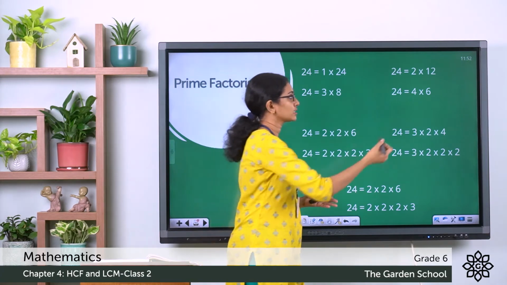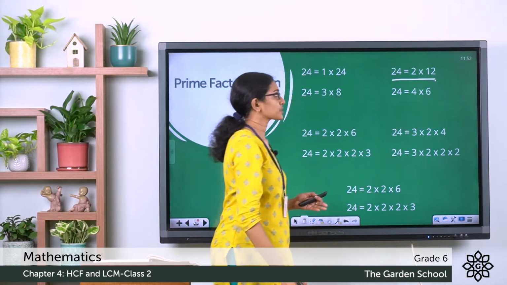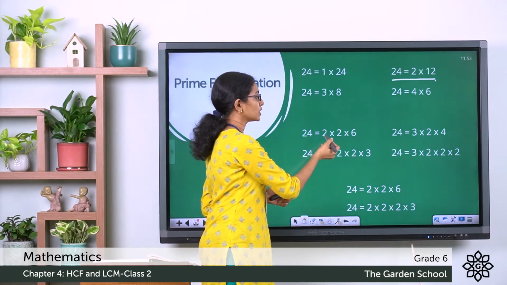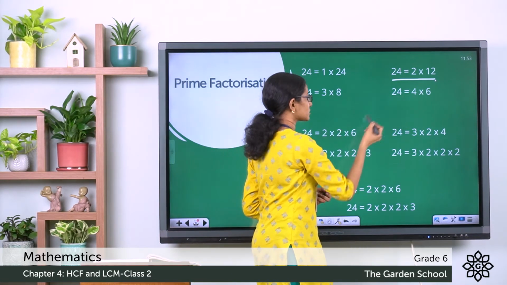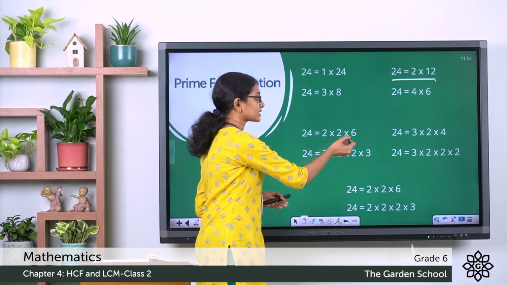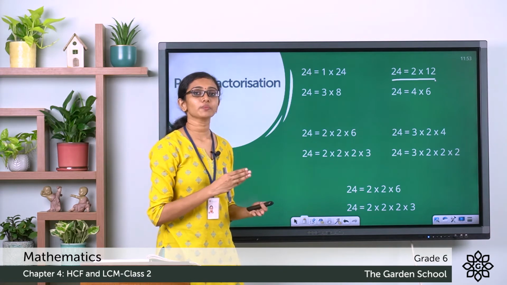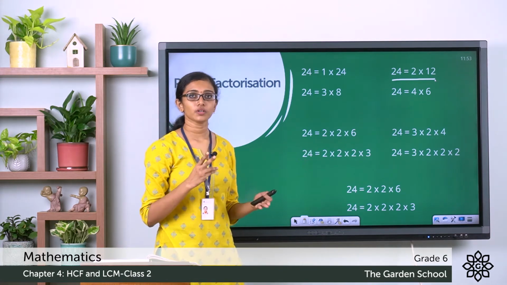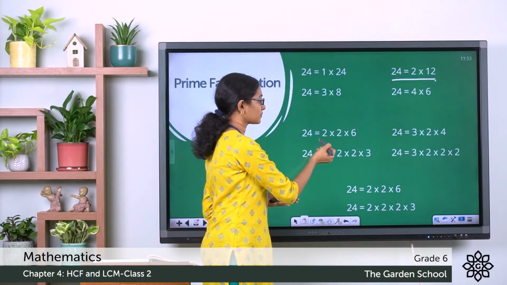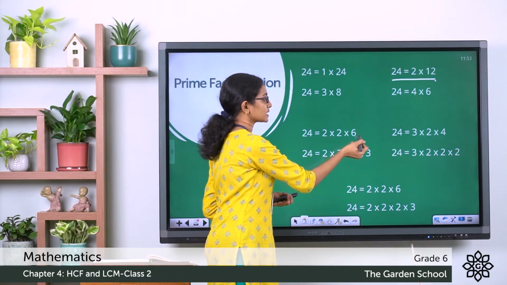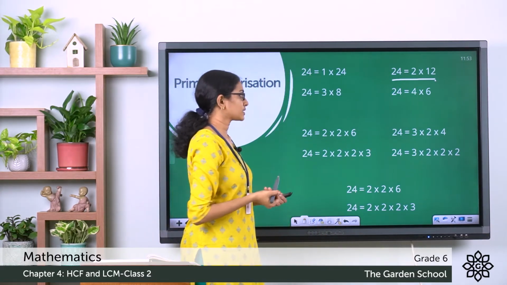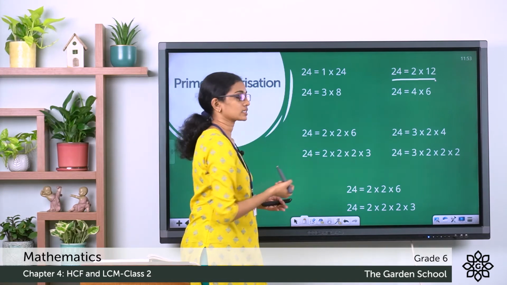If we take the multiplication fact, 24 is equal to 2 into 12. It can be written as 24 is equal to 2 into 12, which is 2 into 2 into 6. Now, here 6 is a composite number. So, we need to break down 6 as the product of two prime numbers or prime factors. So, let's write this as 24 equal to 2 into 2 into 6, and 6 equal to 2 into 3. From this multiplication fact, we have written this.